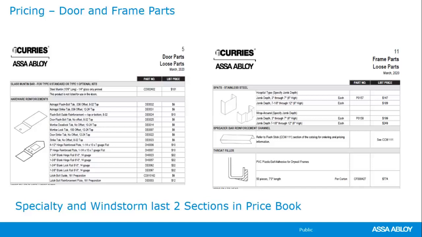So you'll be able to order these parts and pieces from these sections, whether it's your door parts or your frame parts. The other nice thing about it is you'll see here as an example, along with telling you the part number and the list price, it also gives you a description and a picture of that particular part. And the last two sections of your price book will have your specialty products.